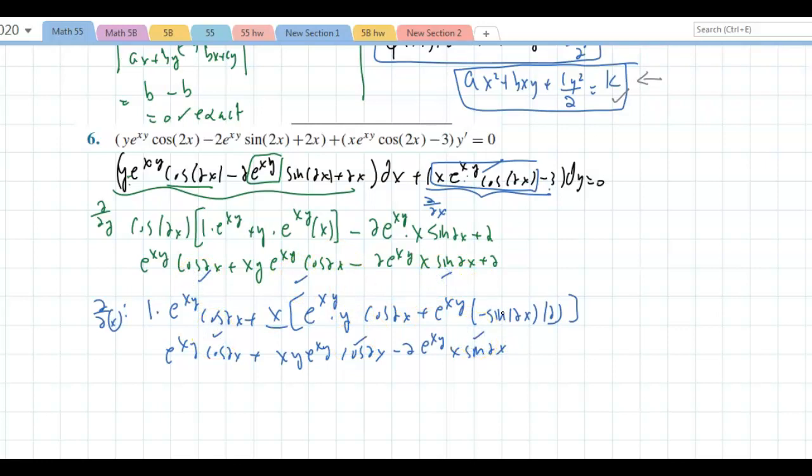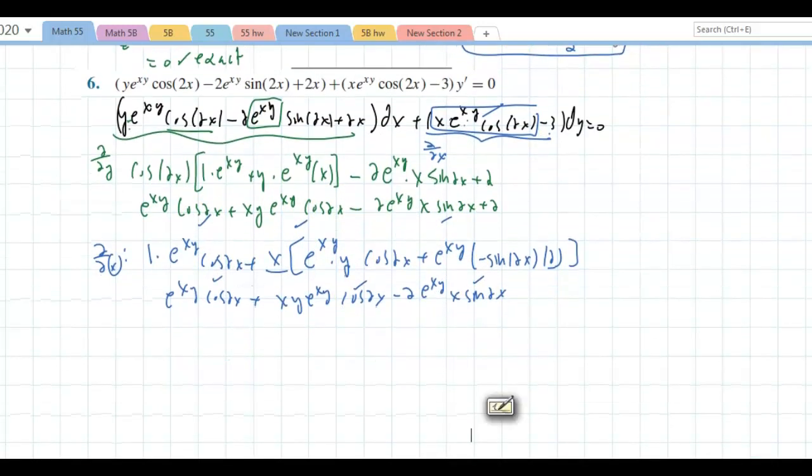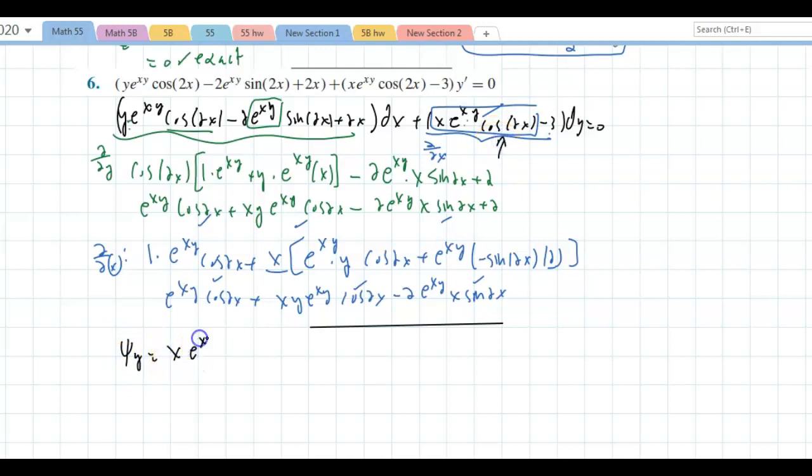I know you were hoping that this doesn't check. Well, it does. Now what? Now that I know this, I'm going to start with my solution. Let me start with phi sub y because that looks easier. Phi sub y equals x e to the xy cosine of 2x.